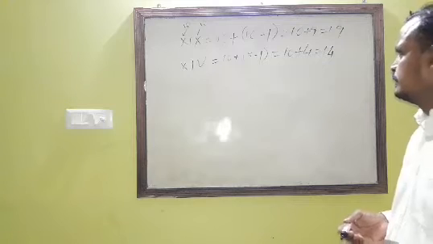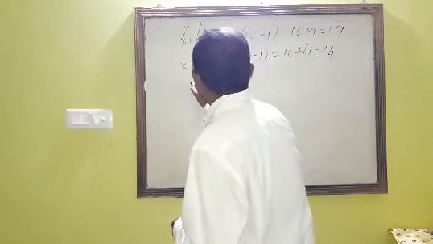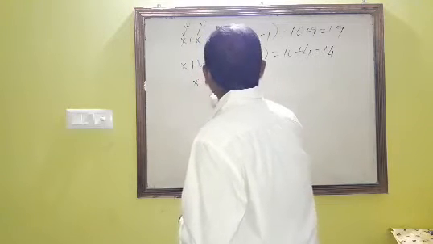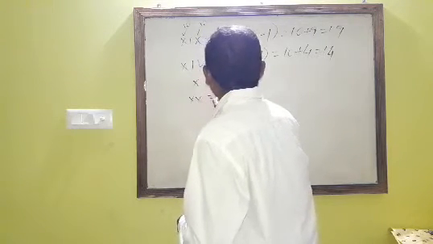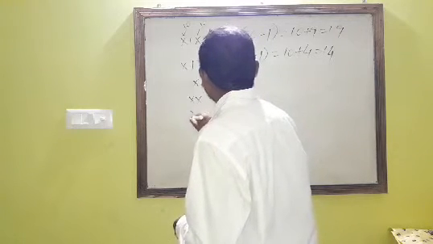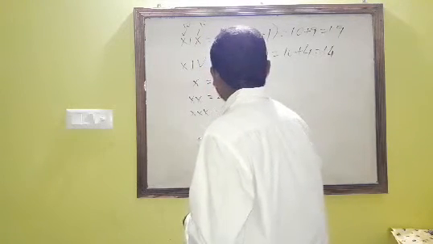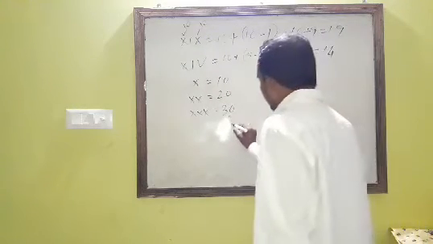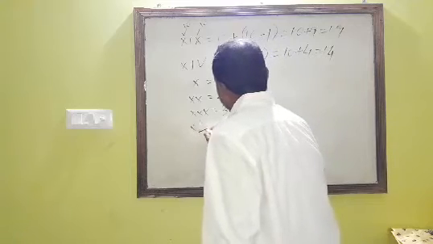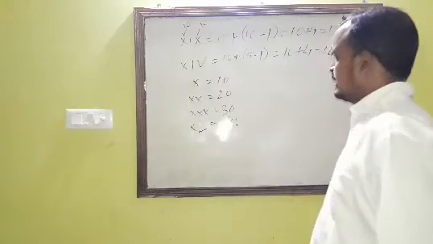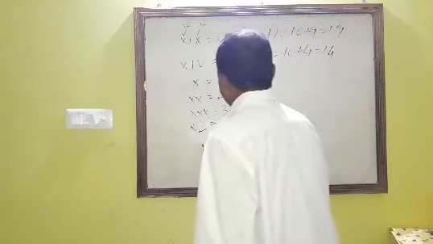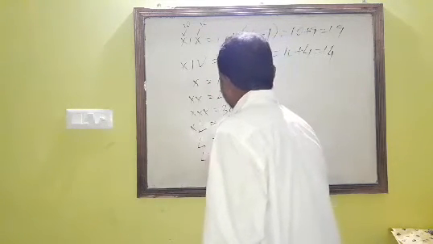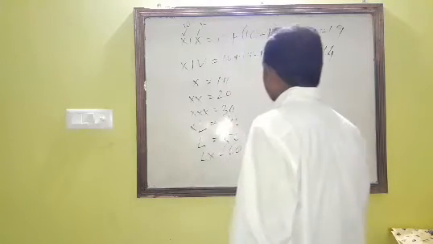So listen. The value of X equal to 10. The value of XX equal to 20. The value of XXX equal to 30. And the value of 40, that is known as what? XL. XL equal to 40. And the value of L equal to 50. And the value of LX equal to 60.